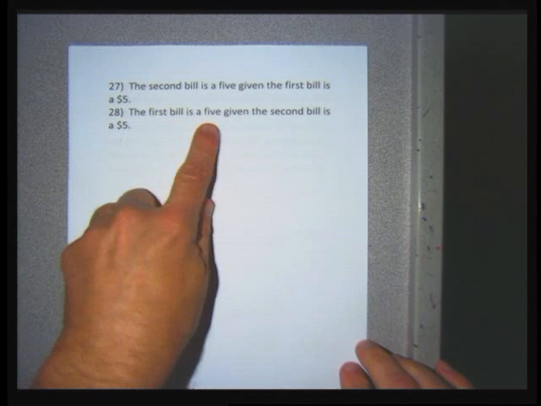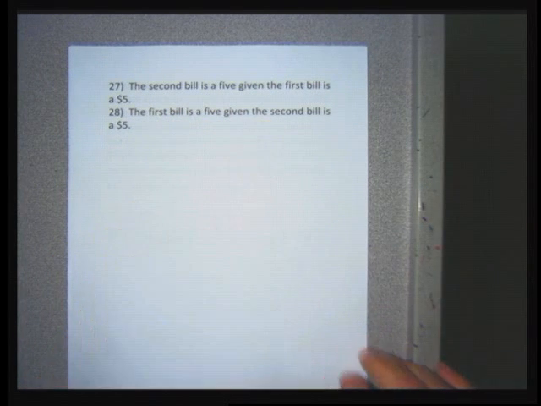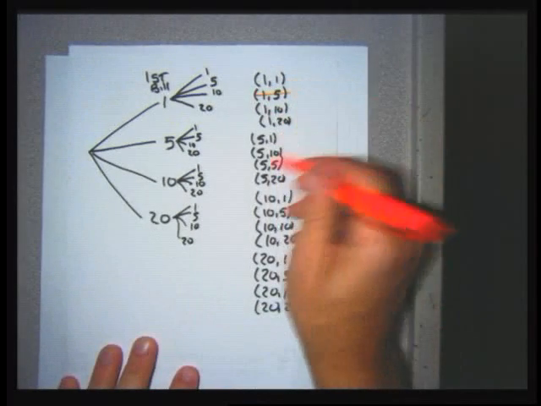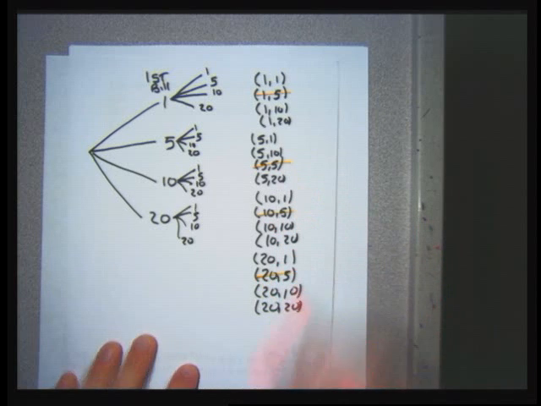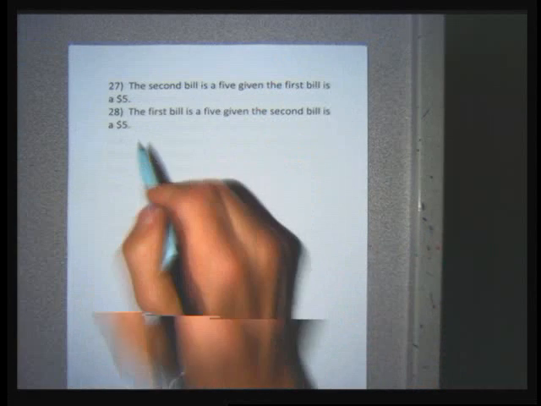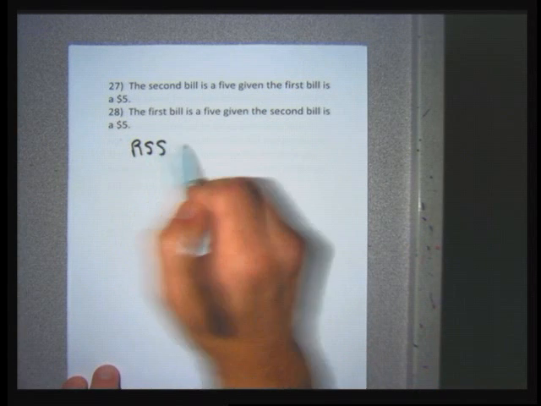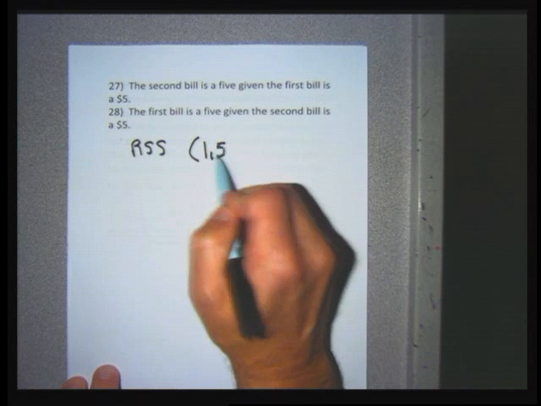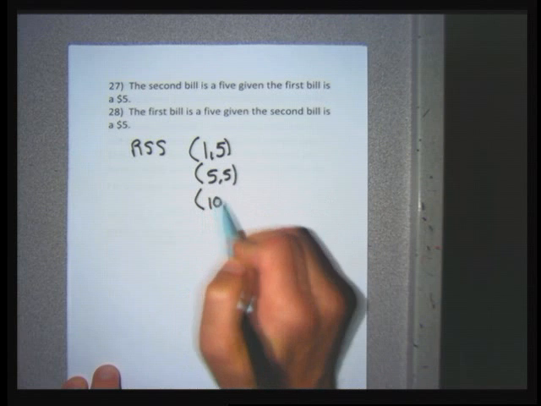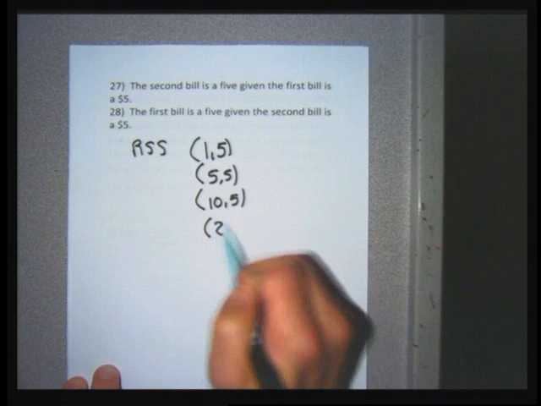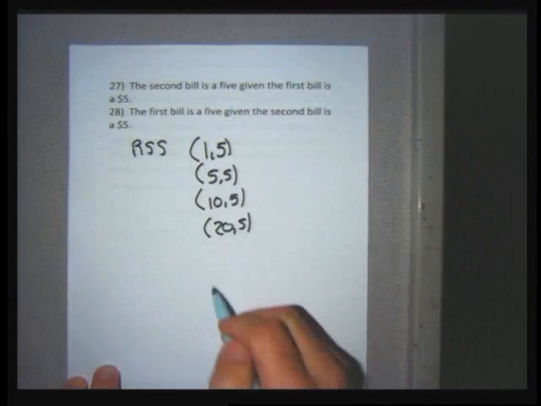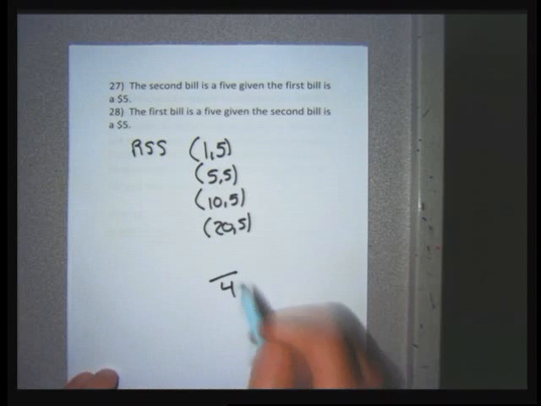What's the probability that the first bill is a 5 given the second bill is a 5? So in my sample space, I need to find the ones that have a second bill of 5. That's that one, that one, that one, and that one. So there's going to be, in my reduced sample space, 4 items. So my reduced sample space is going to have the bills the 1 and the 5, the 5 and the 5, the 10 and the 5, and the 20 and the 5. I'm counting those because those are the 4 items in my reduced sample space that fit the criteria that the second bill is a 5.